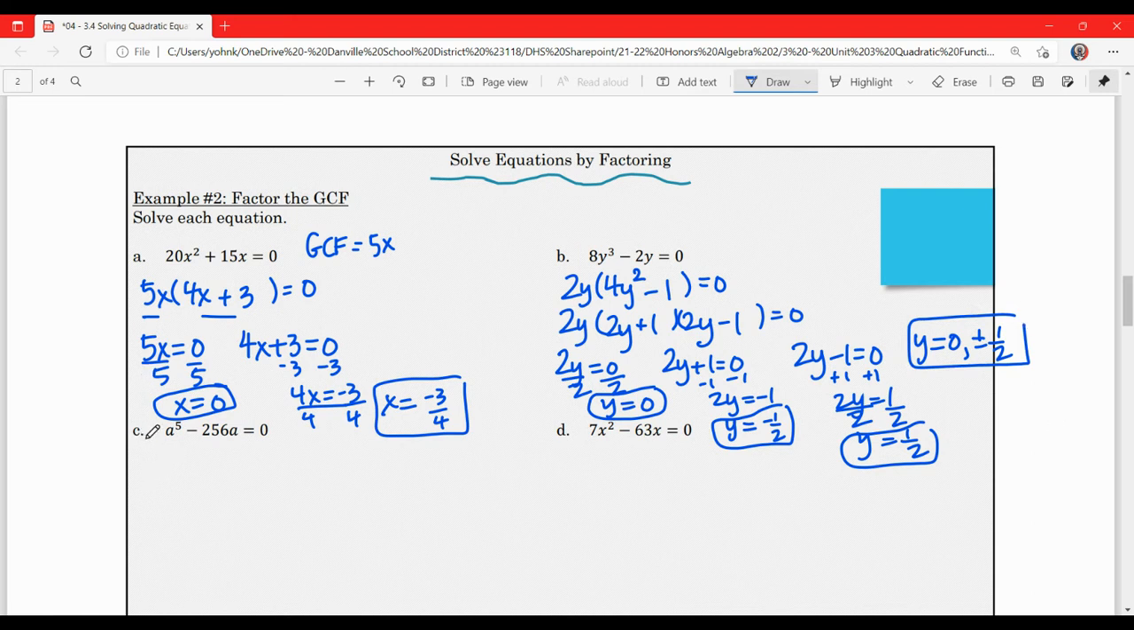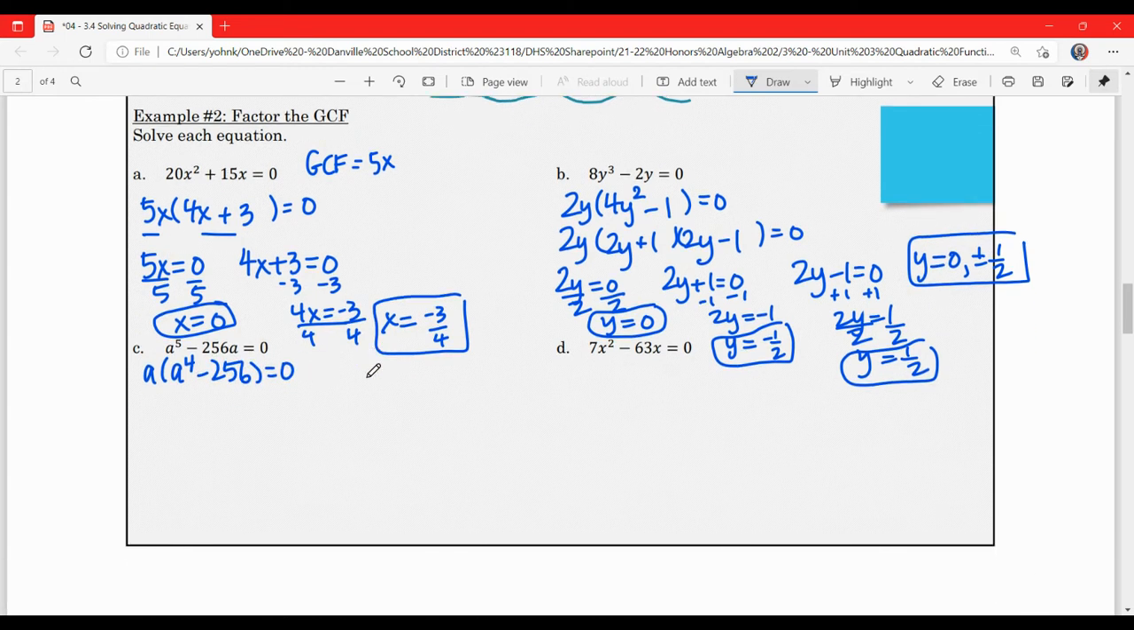All right, if we take a look at letter C, a to the 5th minus 256a equals 0. There's an a in common. That leaves me with a to the 4th minus 256 equals 0. Well, 256 is a perfect square, and so is a to the 4th. So I can do a, and then I can do my two parentheses. And the square root of a to the 4th is a squared, and the square root of 256 is 16. And one's a minus, one's a plus.